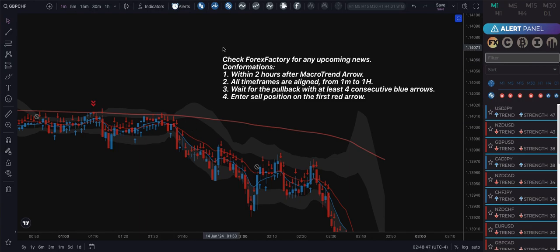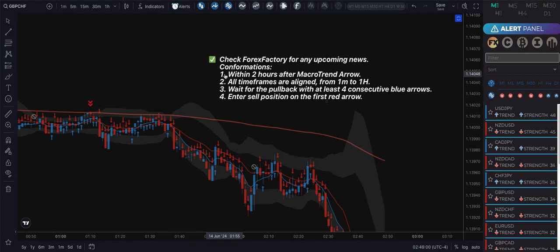So let's just say that we saw on Forex Factory that there's no upcoming news, so we can place a check mark in there, since we did that. Now we can go through these confirmations. Number 1 says within 2 hours after macro trend arrow. So we have to measure from this macro trend arrow into the current trend to make sure that the price is within the first 2 hours.